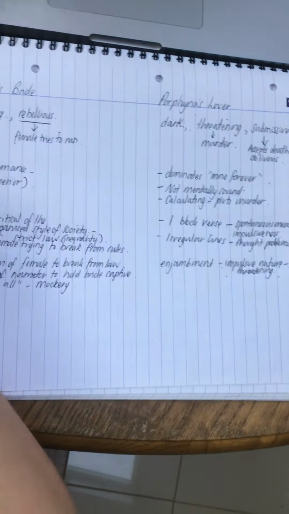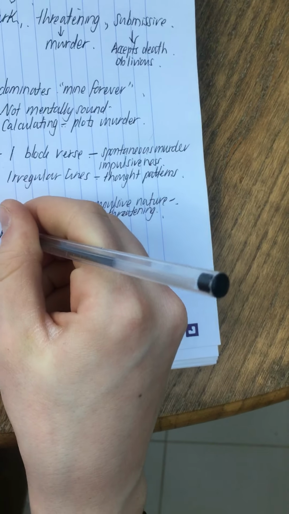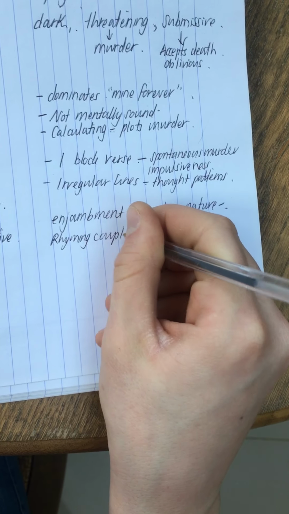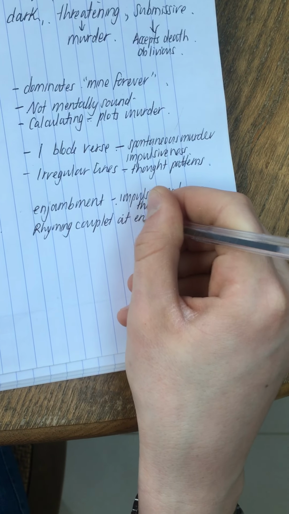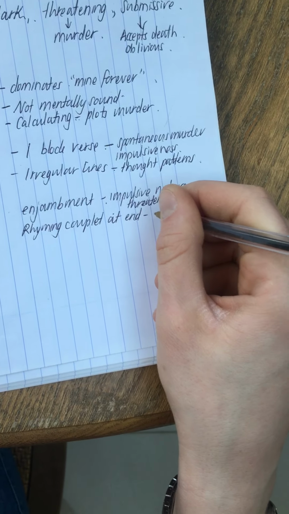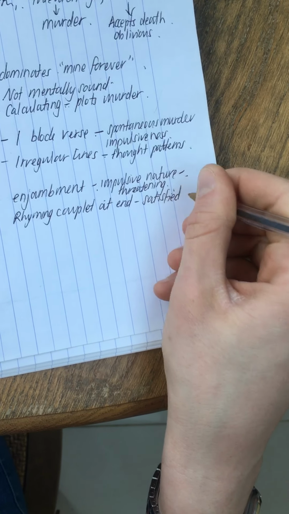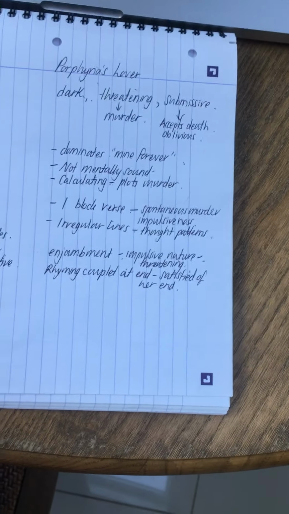Then we have Porphyria's Lover. Let me just turn to my notes on that. So we have the rhyming couplet at the end, to show that he's satisfied with the ending, satisfied of her end. It's conclusive. He felt like that's what needed to be done.